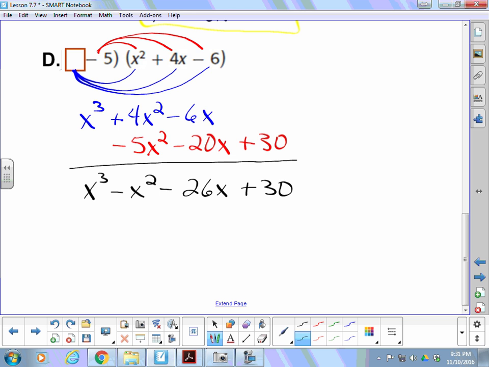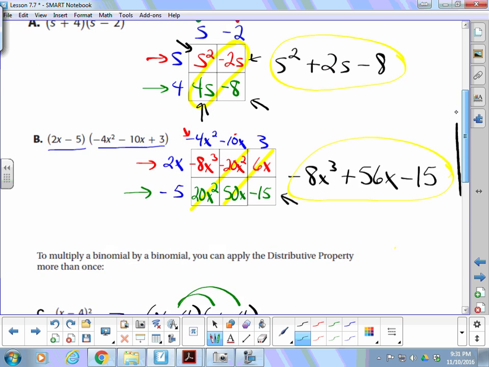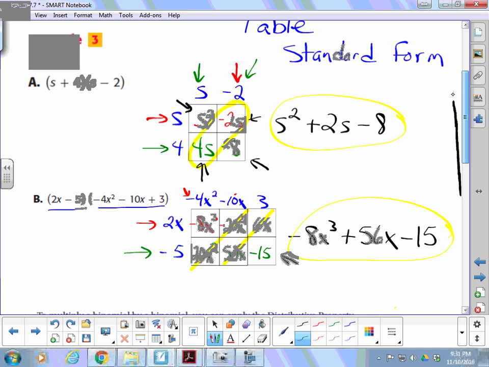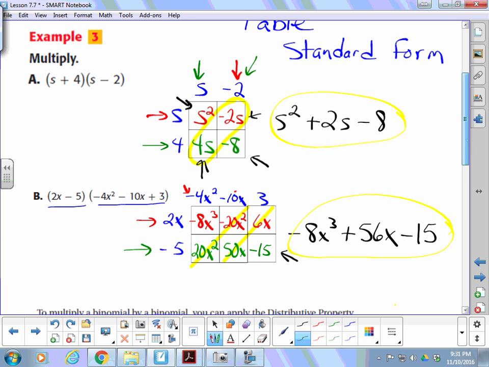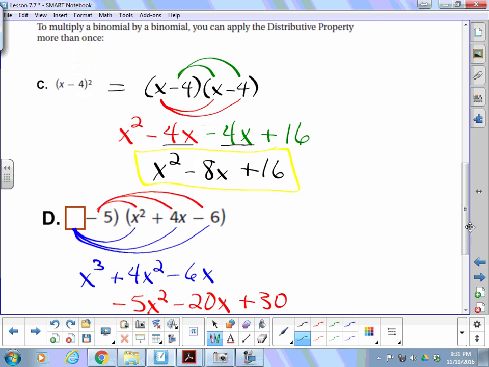Then we have the table method of multiplying polynomials together. Okay? And with the table method, if it's a 2 by 2, a binomial by binomial, then we have a 2 by 2 box. If it's a 2 by 3, then we have a table that is 2 rows and 3 columns. Okay? And you can multiply them that way. Or you can use the horizontal method to do it. Whichever method you prefer is the one that you should use. And it is completely up to you.